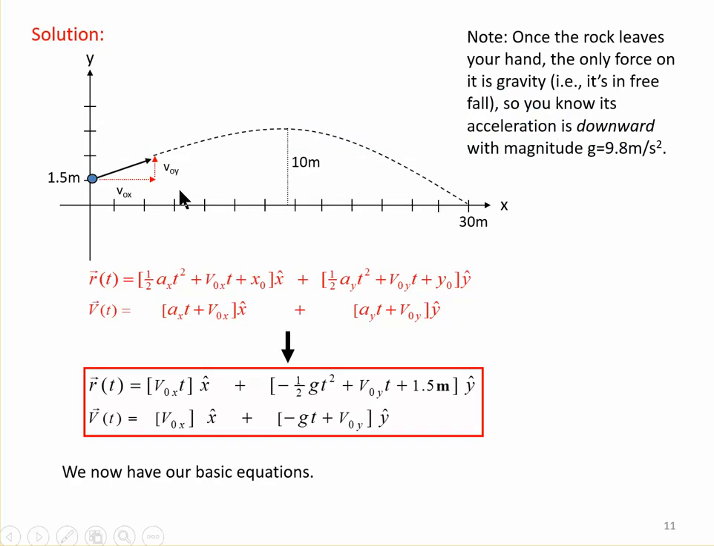We want to start with a picture. Here's a picture. I've drawn a coordinate system. Here's the rock. It's being tossed from shoulder level, at a height of 1.5 meters. It goes through the air and lands on the ground, 30 meters away from where you tossed it. It reaches a peak height of 10 meters. But we don't know how fast it was tossed, and we don't know at what angle it was tossed. And that's what we want to determine.